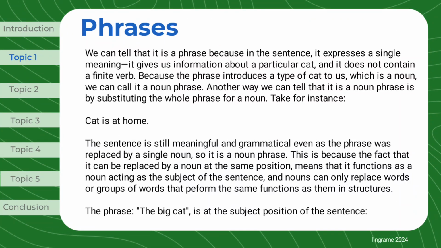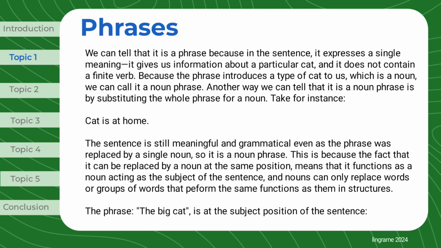We can tell that it is a phrase because in the sentence, it expresses a single meaning, it gives us information about a particular cat, and it does not contain a finite verb. Because the phrase introduces a type of cat to us, which is a noun, we can call it a noun phrase. Another way we can tell that it is a noun phrase is by substituting the whole phrase for a noun. Take for instance, cat is at home.